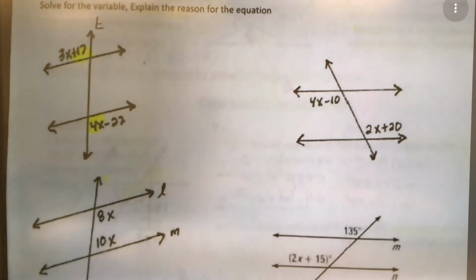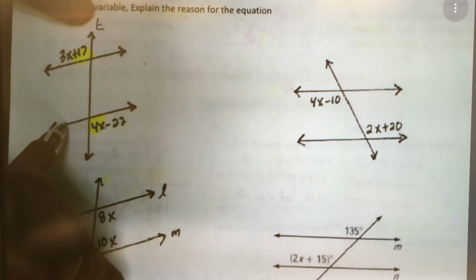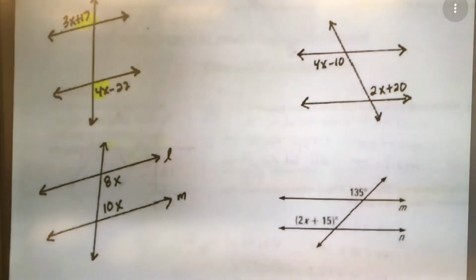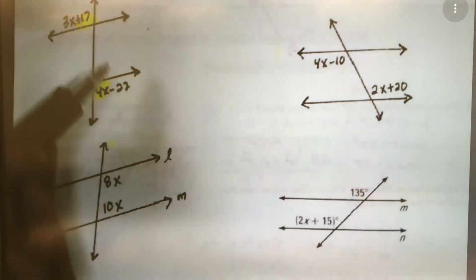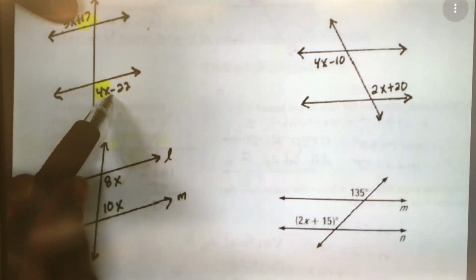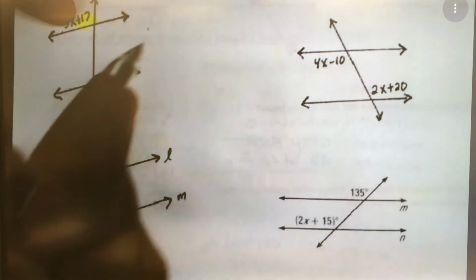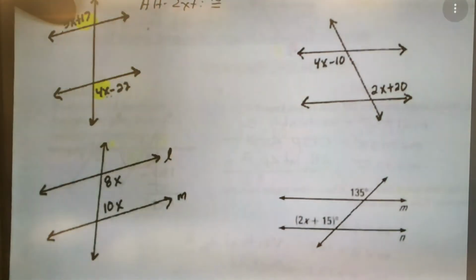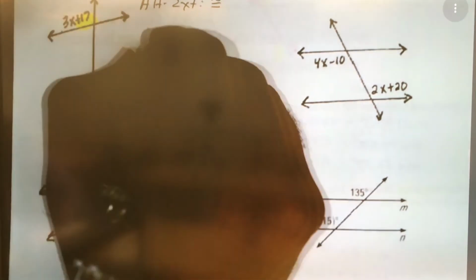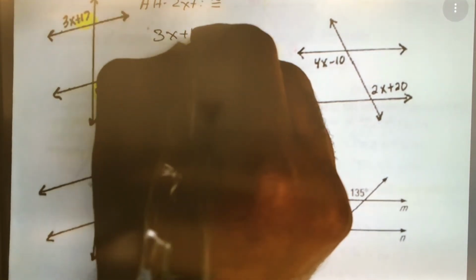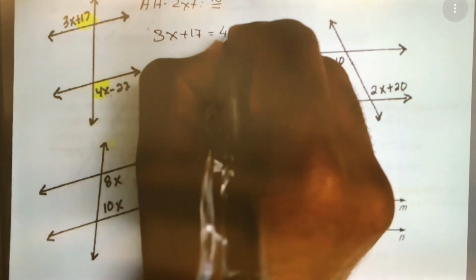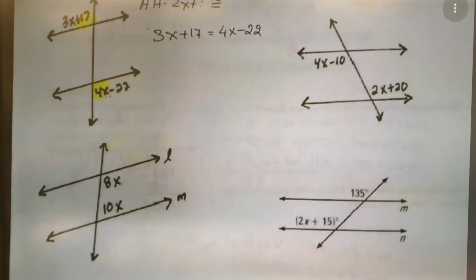Now these two lines are parallel, and the angles are on alternate sides of the transversal and outside the parallel lines. So they are alternate exterior. What is the property of alternate exterior angles? They are congruent. The only supplementary ones are same side. So here they are alternate exterior, congruent. So we can set up the equation 3x plus, equals 4x minus 22. Then I have to solve for x.